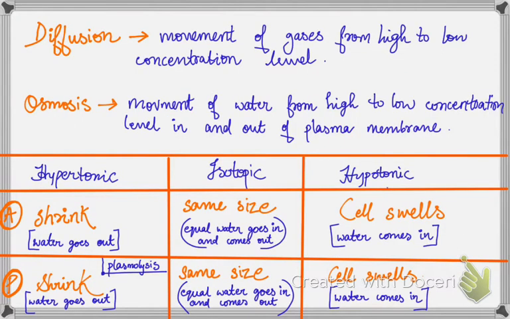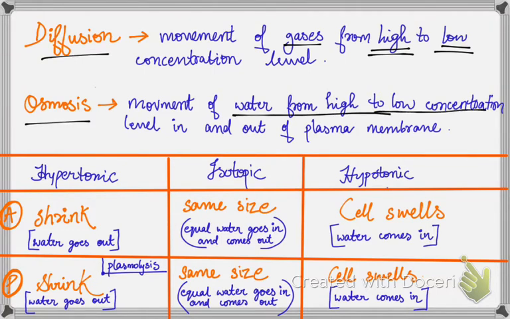So you know what diffusion is, right? The gases move from higher concentration level to lower concentration level in and out of a surface, and this process is called diffusion. In the same way, when water moves from a higher concentration level to a lower concentration level, it is called osmosis. This process of diffusion and osmosis keeps on happening in and out of the cell. So now many times we get a question of what will happen to a plant cell or what will happen to an animal cell if it is kept in a particular type of solution. So now we'll be studying about that.